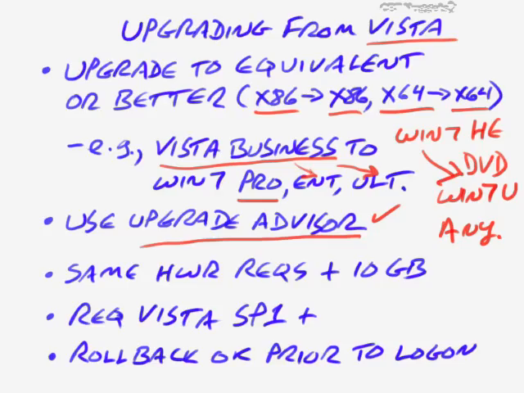Now, Windows Vista and Windows 7 have pretty much the same hardware requirements, so you don't really have to have too much concern about that. If you've already got Windows Vista, then you pretty much know that you have the hardware requirements for Windows 7. The only exception is you need at least 10 gigabytes of free space in order to copy and expand the files from the Windows 7 installation. Otherwise, it's not that big a deal.